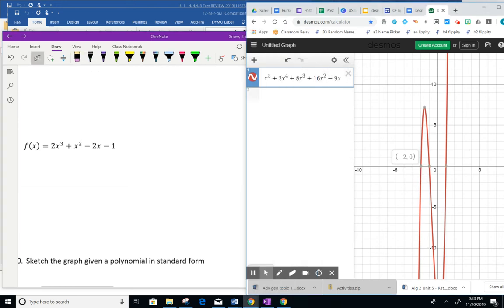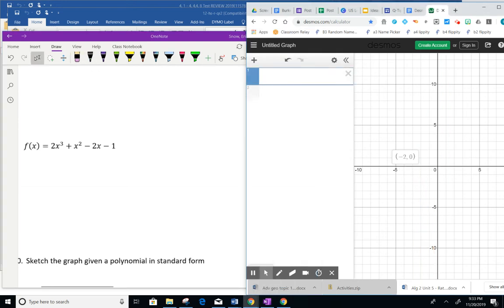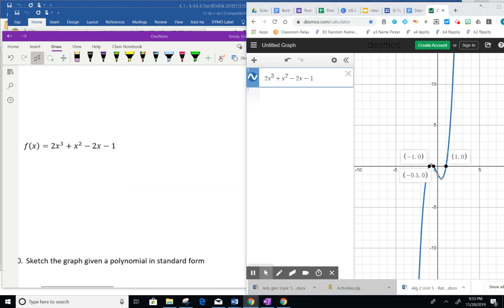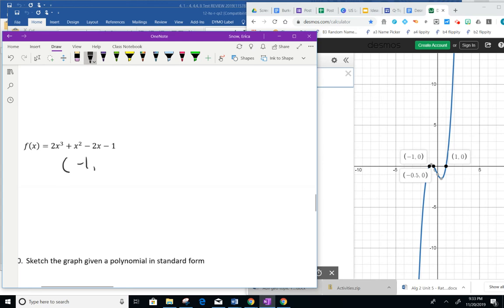Then our last one, I'm just going to start over. So we get 2x to the 3rd plus x squared minus 2x minus 1. And we have 3 zeros here as well. So we have a 0 at -1, at -1/2, and at 1. And it again passes through all of those.